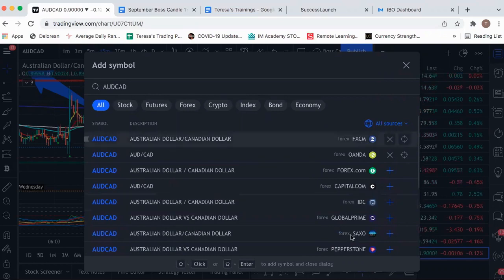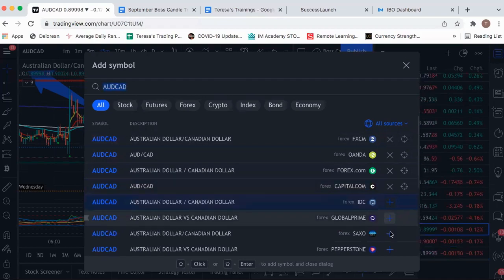So you get my point, right? You can search on TradingView for AUD CAD, and there are a lot of different brokers that you can choose from. And all of these different brokers are going to have a different price feed. So I'm going to add a whole bunch of them here so that you can see what I'm talking about.